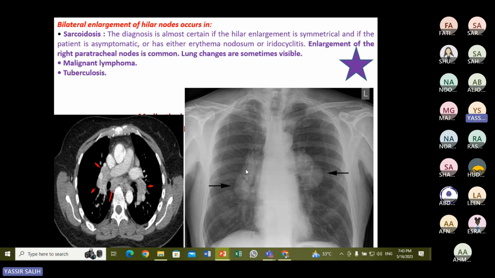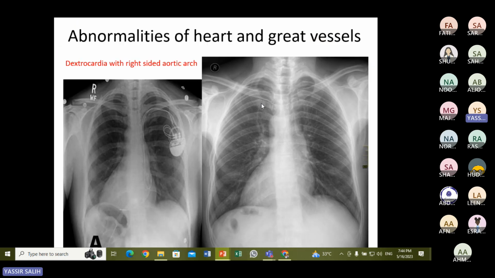We don't see them normally on the chest X-ray. This is a bilateral lymph node enlargement, and there is an opacity in the right paratracheal lymphadenopathy. These are the features of sarcoidosis on the chest X-ray. It can also have parenchymal manifestations, but this is the common one. The differential diagnosis of bilateral hilar lymphadenopathy includes sarcoidosis, malignant lymphoma, and tuberculosis. In addition to hilar lymphadenopathy, sarcoidosis is characterized by right paratracheal lymphadenopathy.